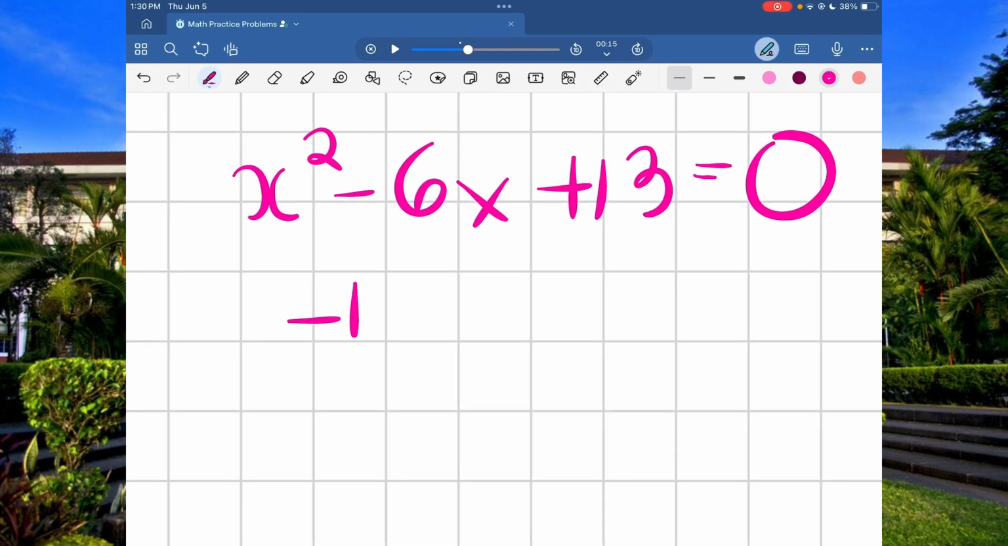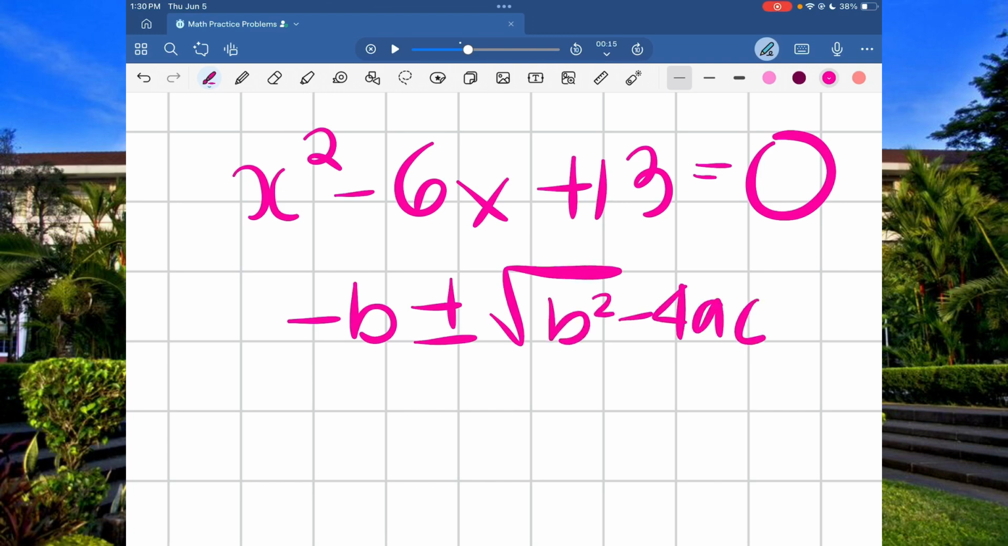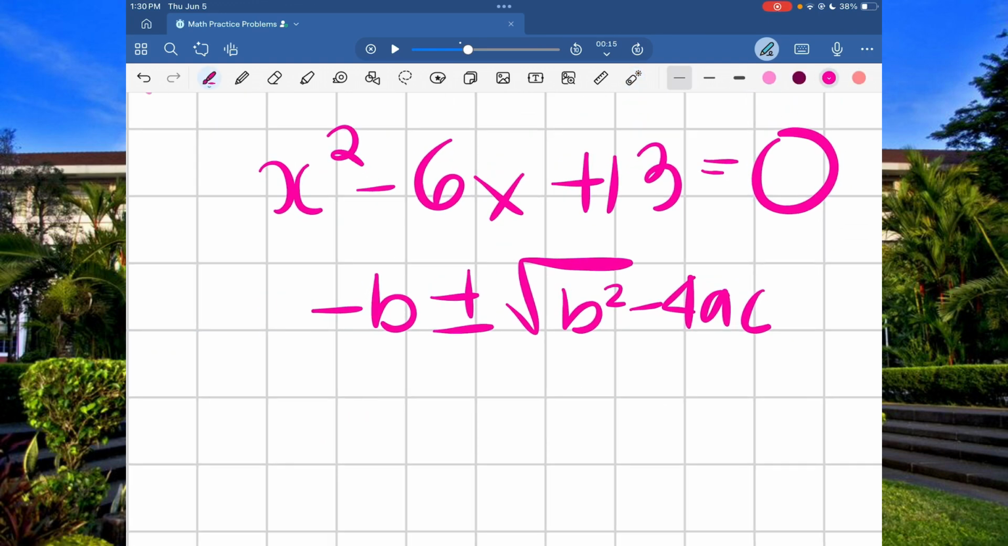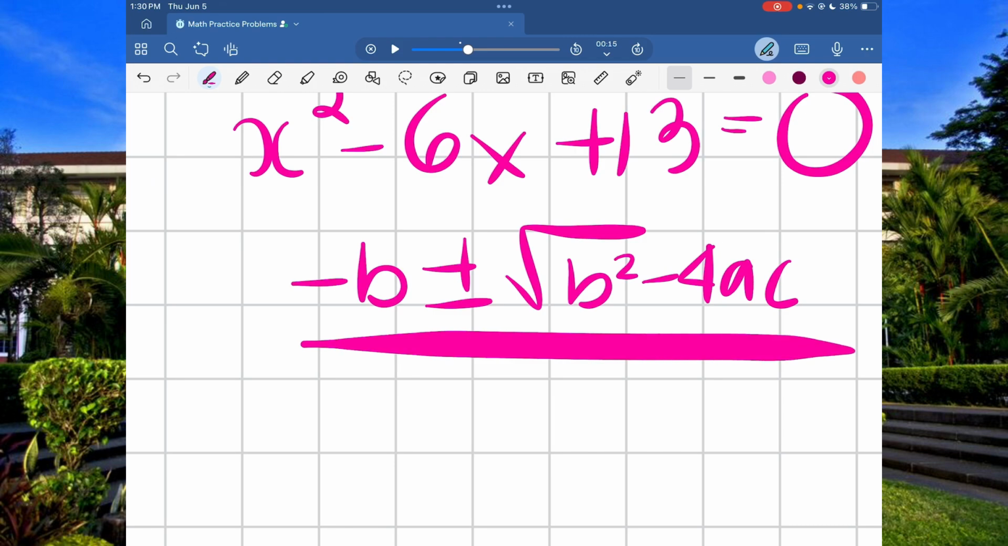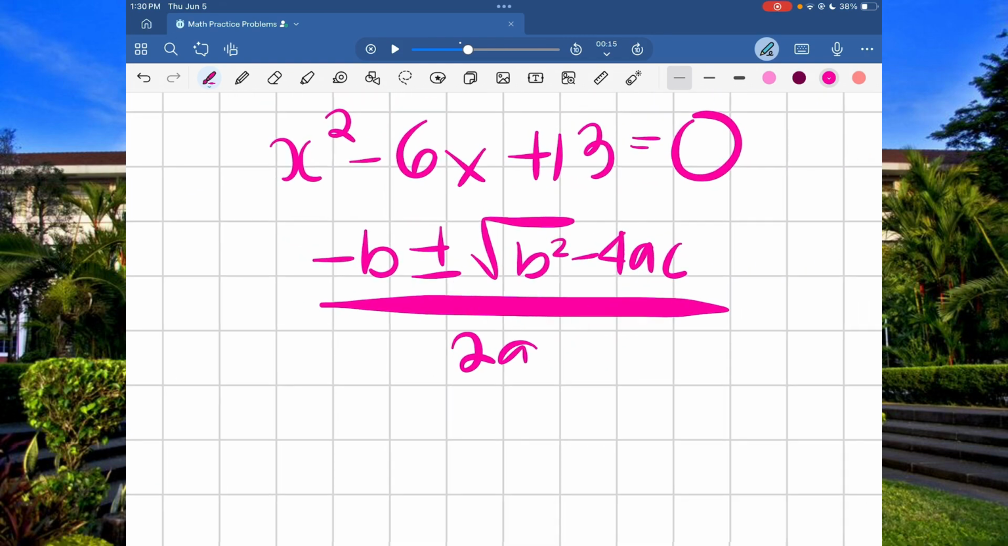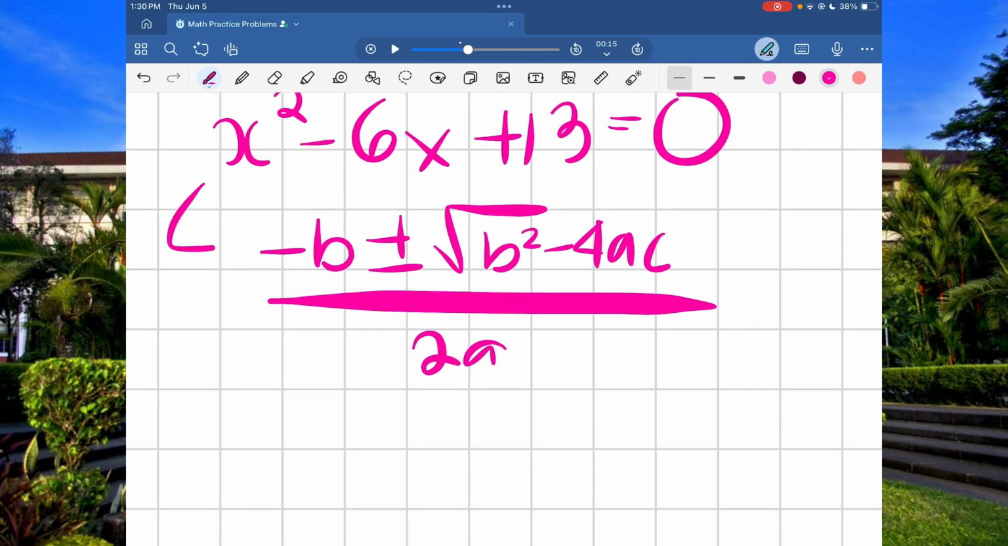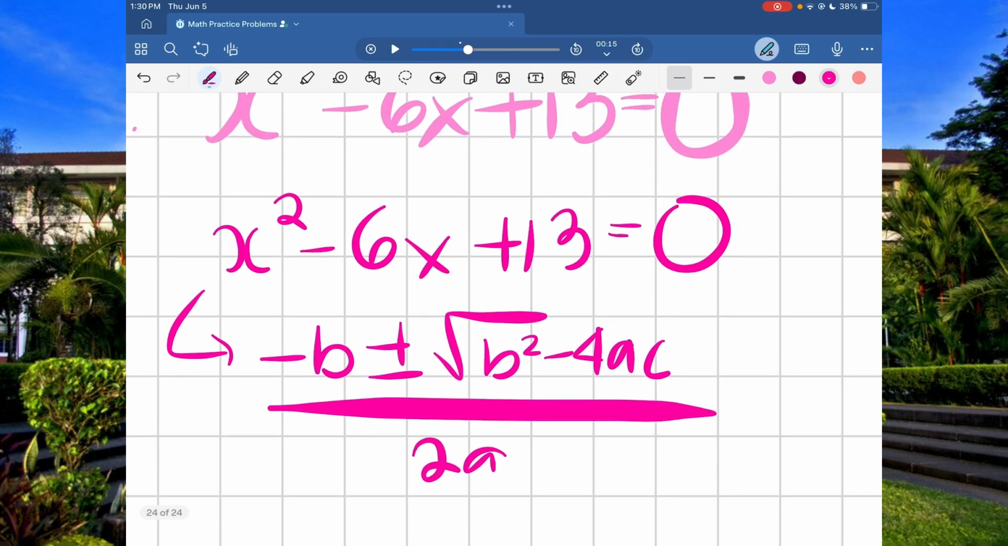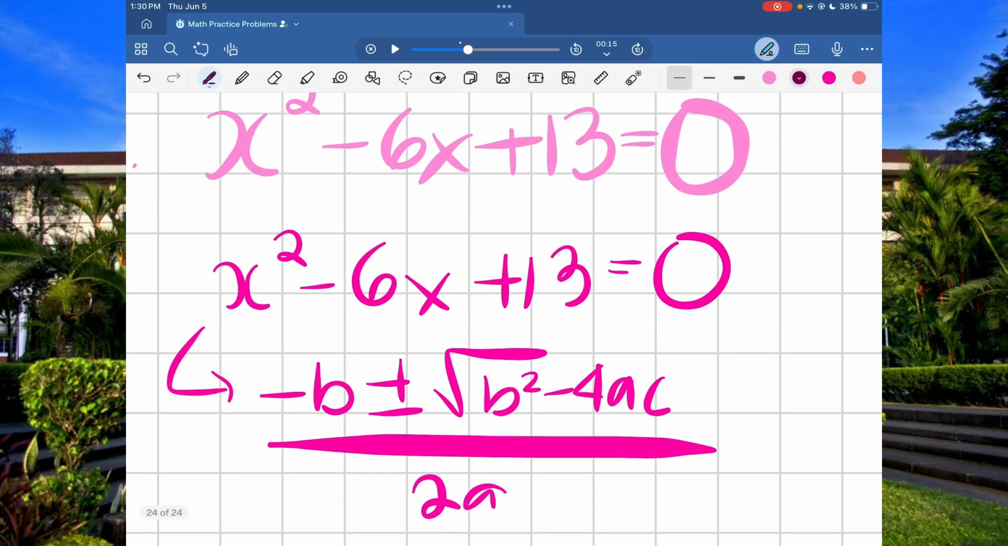I kept transposing. So, once again, we have the formula: negative b plus or minus square root of b squared minus 4ac, all over 2a. Don't worry if these aren't super neat inside, because it's together. I just write it like that. So we are going to plug in our values.